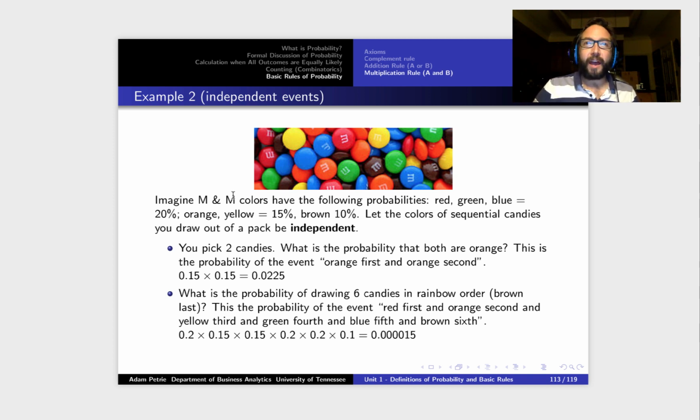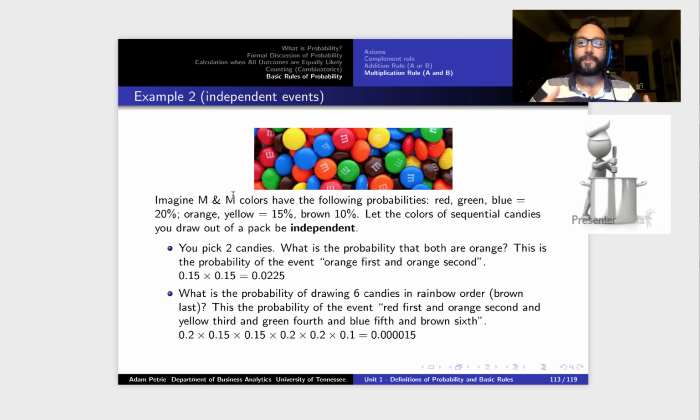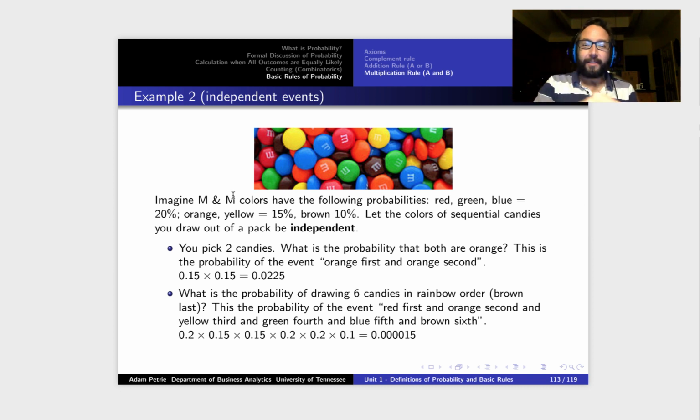And let's imagine that during the manufacturing process, the colors get so well mixed that, for all intents and purposes, when you start drawing M&Ms from the bag, the colors are independent of one another. So the sequence of colors that we take out of a bag, we're going to consider as independent events, and we can use the multiplication rule to start answering questions about them.